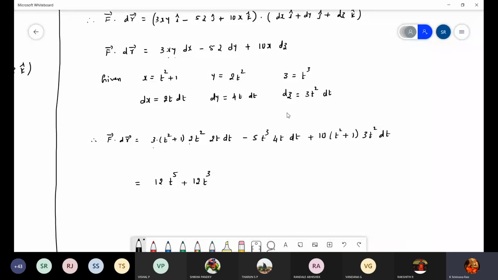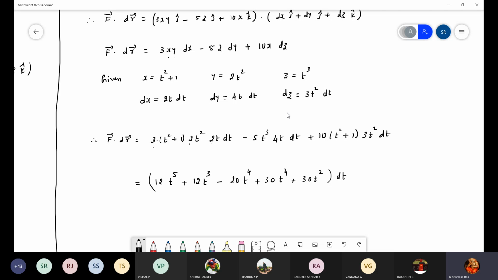The 12t cubed multiplied with t squared gives 12t to the power 5, plus 12t cubed into 1 is 12t cubed. Minus 5 fours are 20 t to the power 4. Again, first multiply 10 threes are 30, t squared into t squared is 30t to the power 4, plus 30t squared into 1 is 30t squared. Complete this with dt; dt is common, I will take it outside.